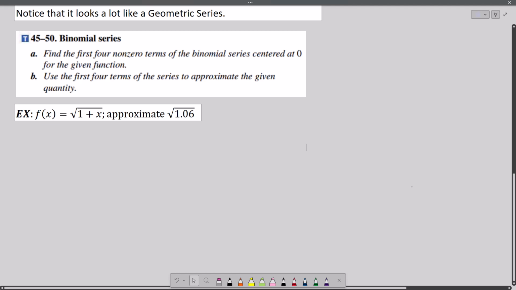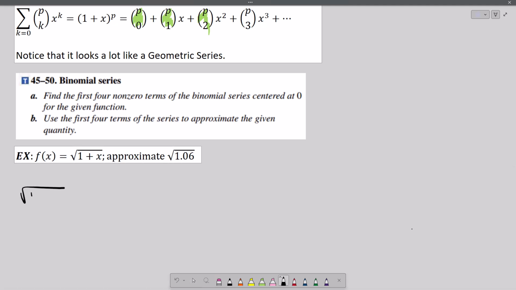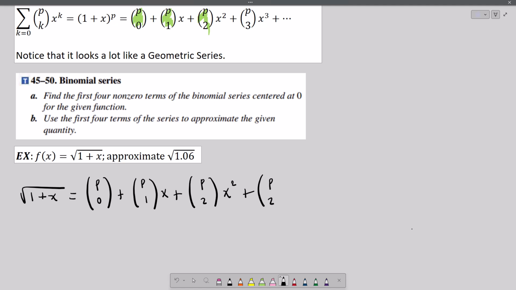So when we look at this, actually, let's leave that up there. So what we want to do is write our function as P choose 0. Let's just write it in general first, just so we get a little bit of habit going. So we're going to be doing this kind of thing. So it's going to look geometric, but with binomial coefficients. So we said 4 non-zero terms, and I'm going to put an approximation symbol there. So that's going to be our approximation.